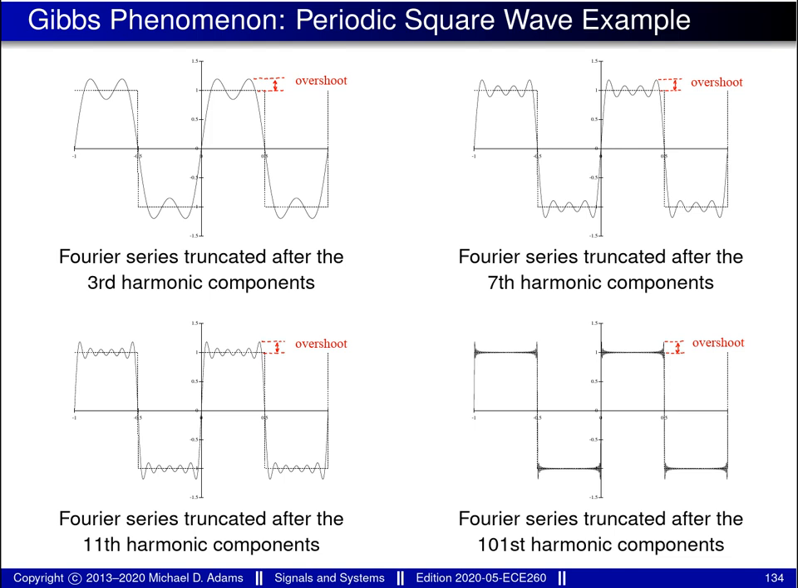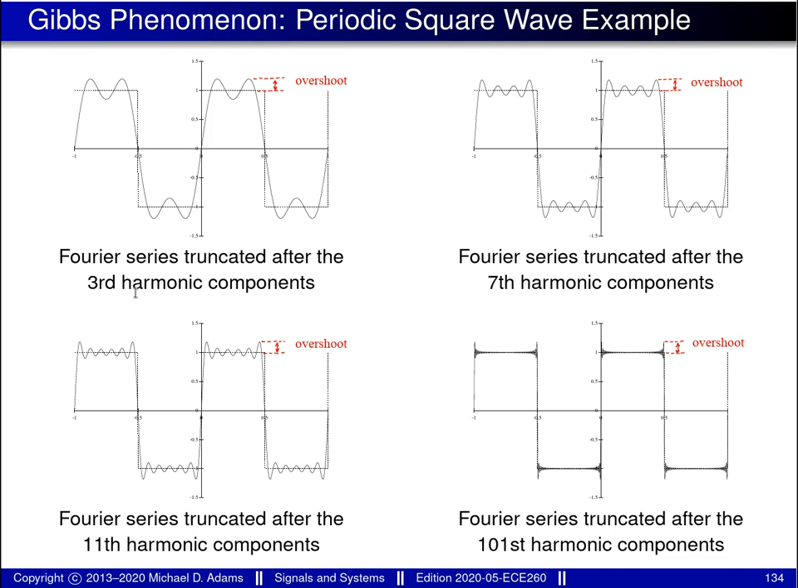On this slide I have a simple example to illustrate Gibbs phenomenon. In this example we consider approximating a periodic square wave using a Fourier series that's truncated after the nth harmonic components, so that only the terms with the indices minus n to plus n in the Fourier series are kept. The four graphs shown on the slide correspond to different choices of n. In each graph, the original square wave is drawn using a dashed line, and the Fourier series truncated after the nth harmonic component is drawn using a solid line.